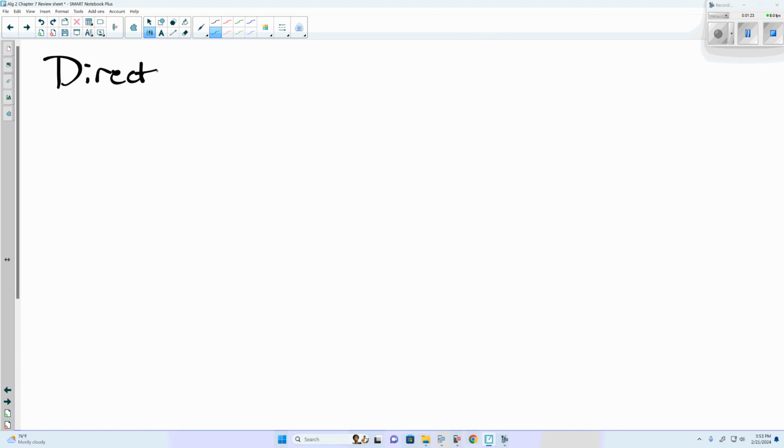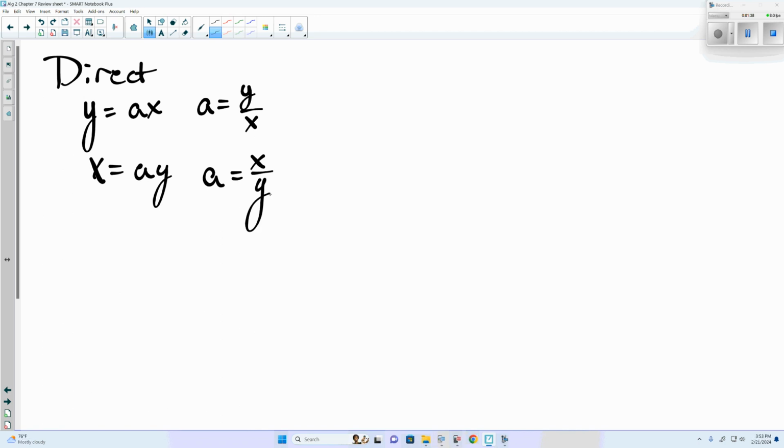Now, direct variation comes in a few forms. y equals a times x, x equals a times y, or we can say a is equal to y over x, or a is equal to x over y. So if it comes in one of these forms, it's direct variation.